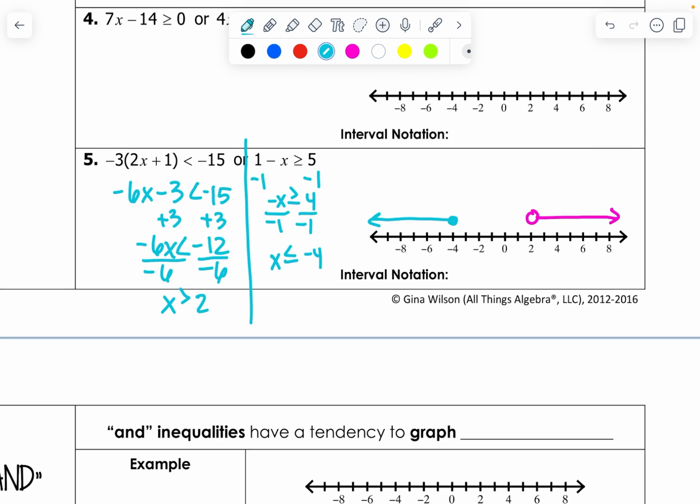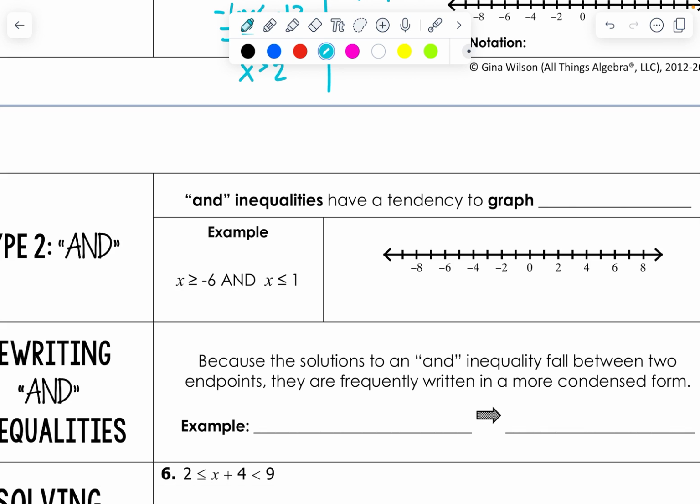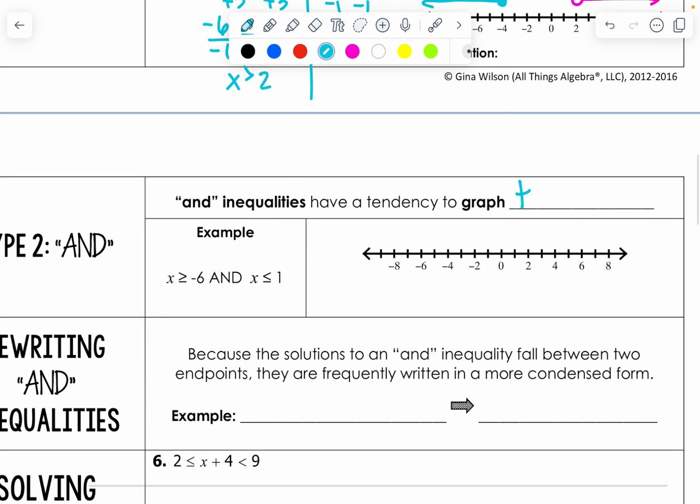Flip your paper over and let's talk about and, which is kind of the more complex. So and inequalities have a tendency to graph together. And we call this the intersection. This is where they overlap, which is the solution.